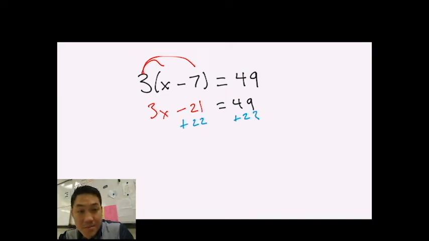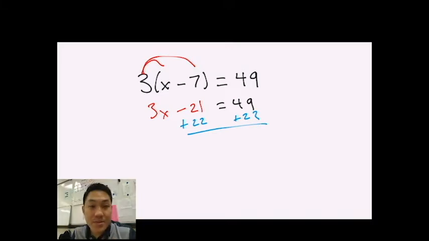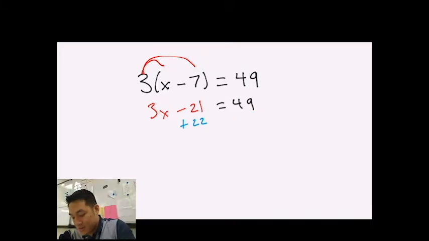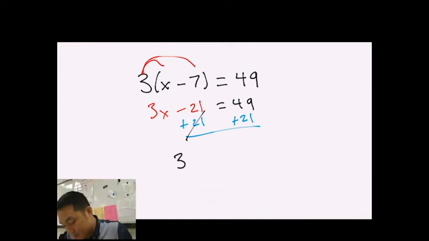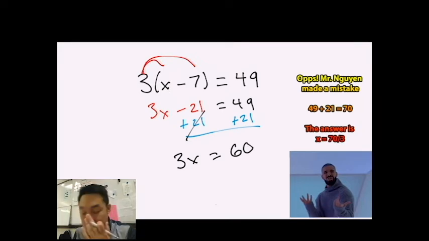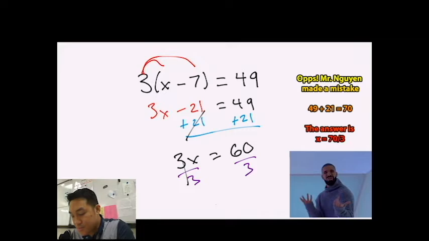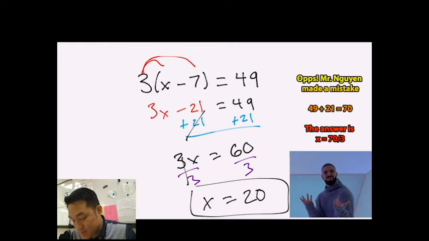Do the opposite to both sides to cancel. Okay, so I'm adding 21 to both sides. This cancels, so we're left with 3x equals 49 plus 21 is 60. Alright, and then lastly we're going to divorce that couple, the 3x, that married couple. They're next to each other, but divide to cancel them. So let's divide 3 to both sides. That will give us 60 divided by 3 is 20.